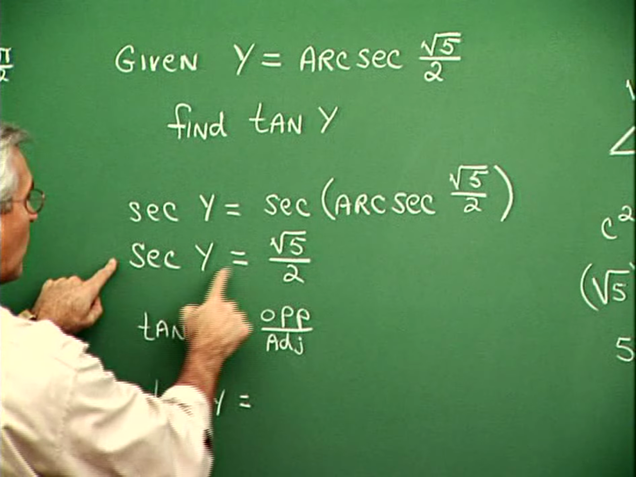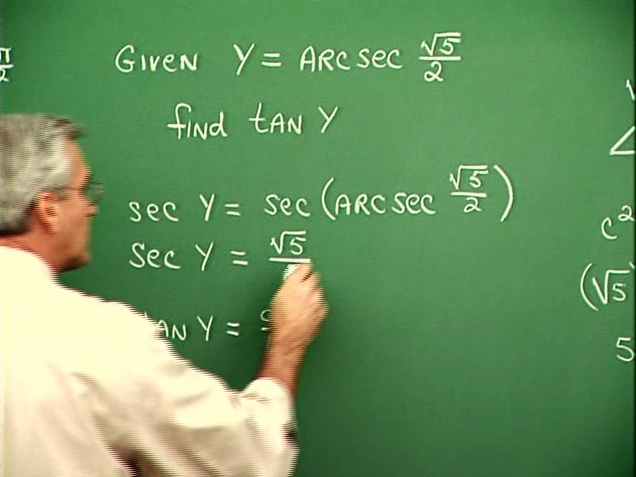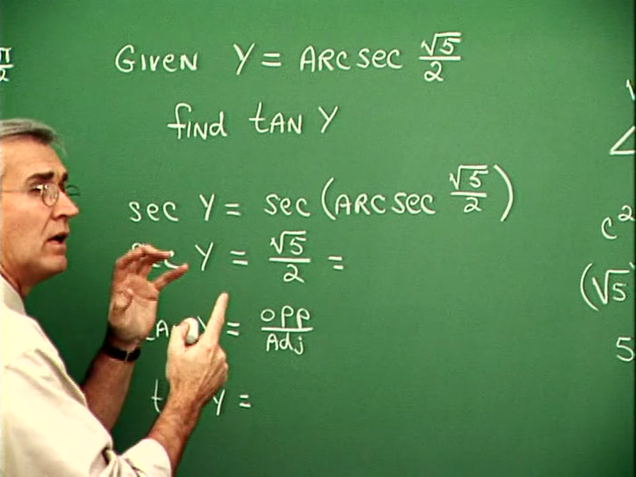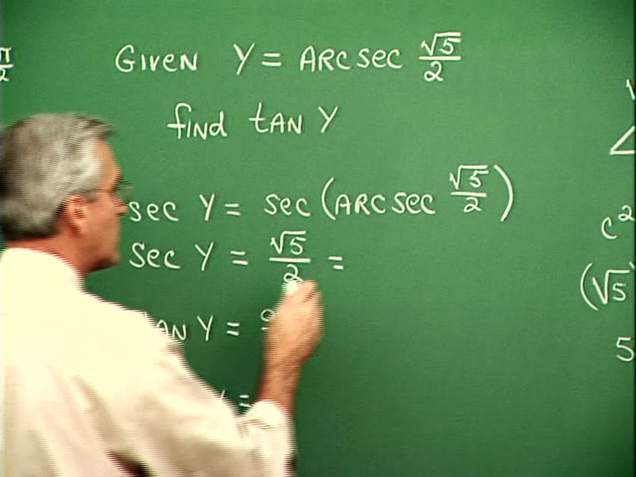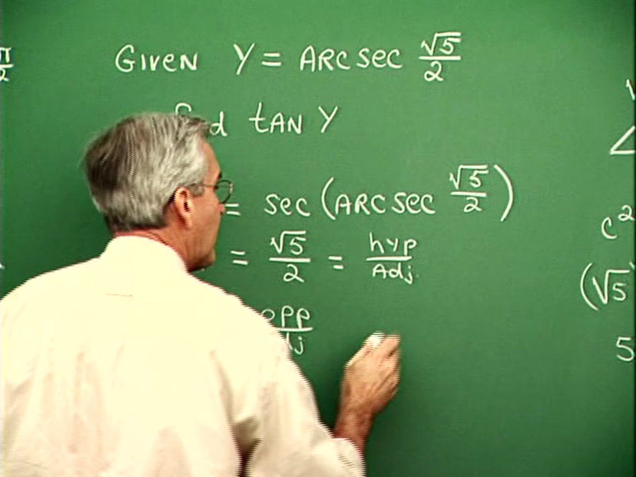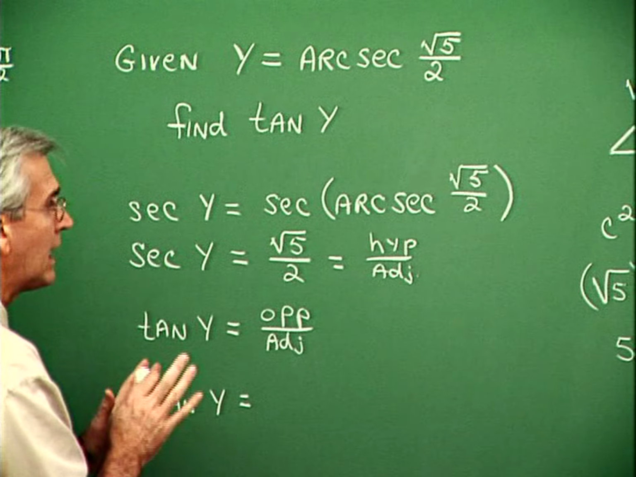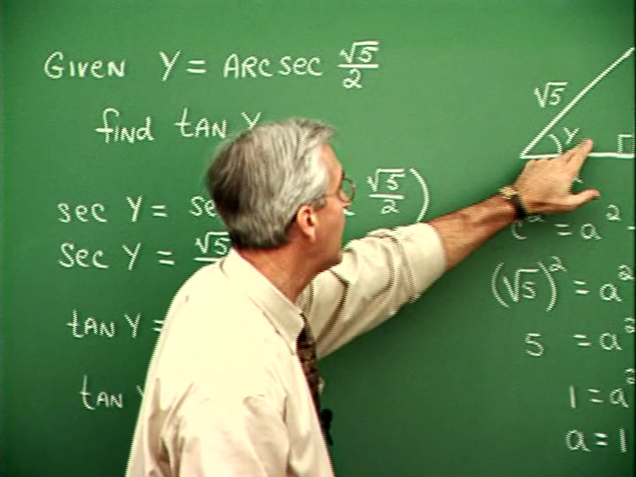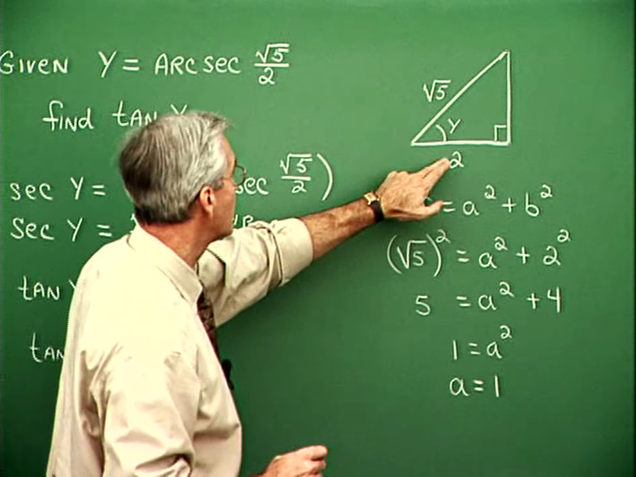Now, knowing that secant y is the square root of 5 over 2, and knowing that secant is the reciprocal of cosine, it turns out to be the hypotenuse over the adjacent side. With that idea, we can form a reference right triangle. Here's y, here's the hypotenuse, and here's the adjacent side, so the square root of 5 over 2. Now we're going to need the third side of our right triangle, so we can find that third side using the Pythagorean theorem, allowing this unknown side to be a. It's arbitrary whether we let it be a or b. It'll turn out the same either way.